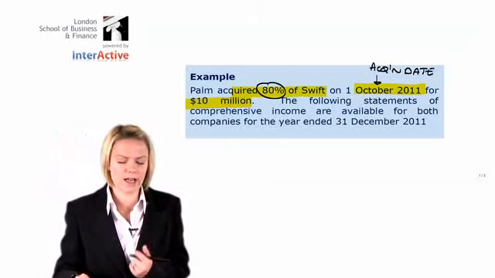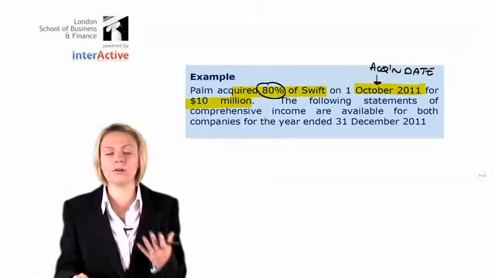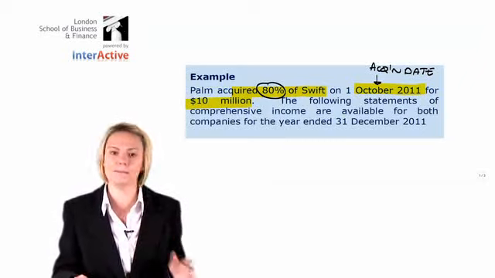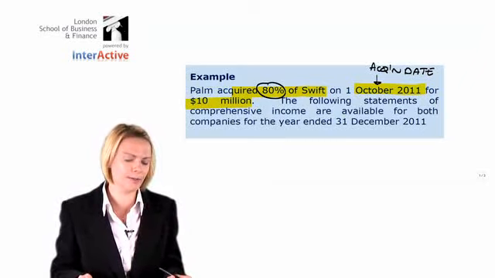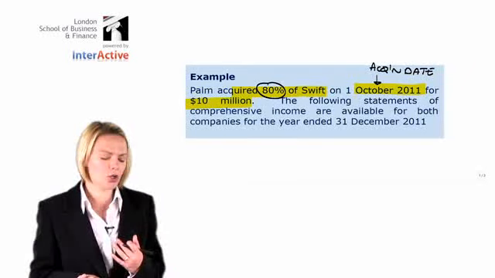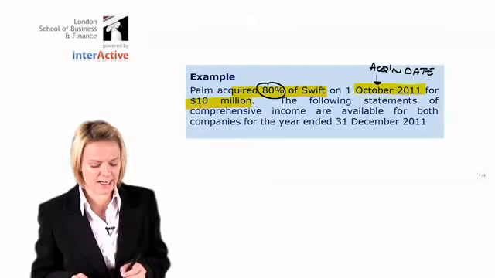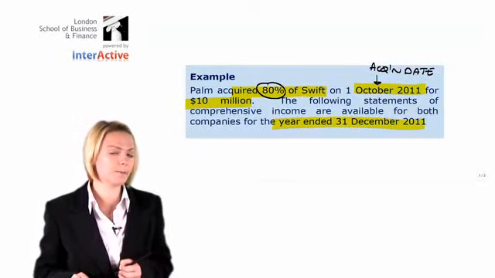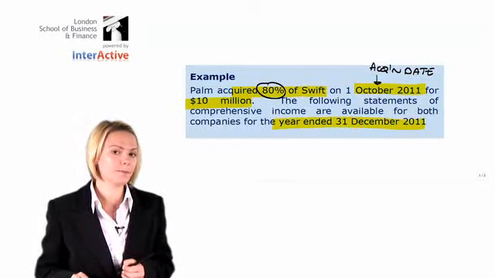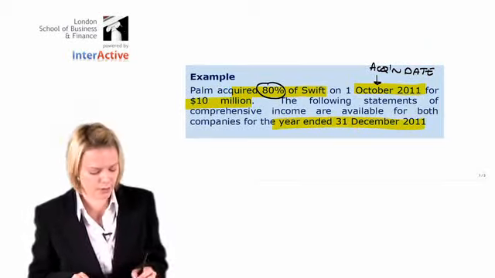So I always make a note of that, particularly if I'm asked to do a statement of comprehensive income, because there may be a mid-year acquisition. 10 million then would be the cost of the investment. The following statements of comprehensive income are available for both companies for the year ended the 31st of December 2011. So how long have we held the subsidiary for up until the year-end date? How many months post-acquisition? 3 months.